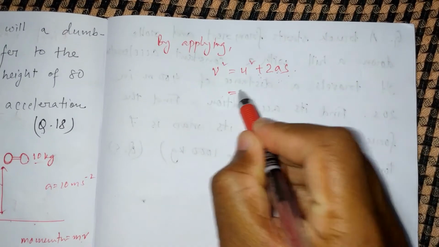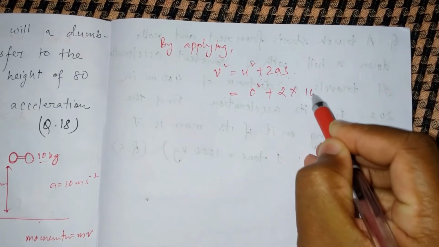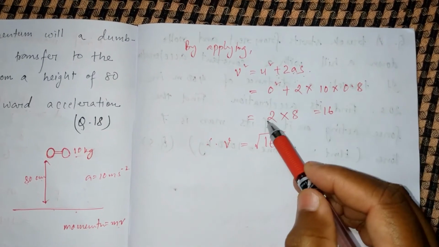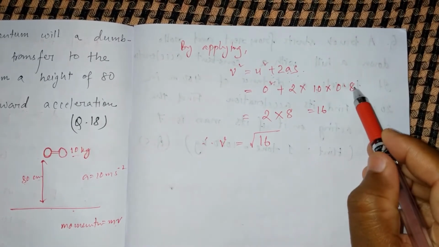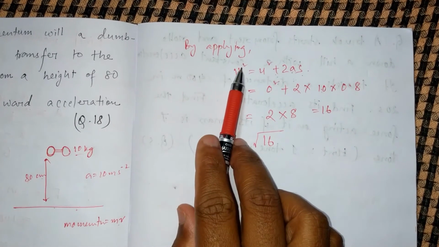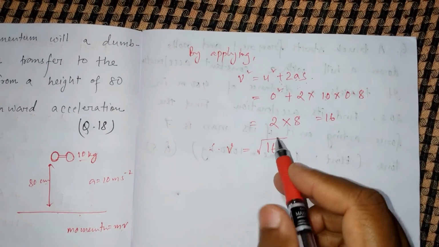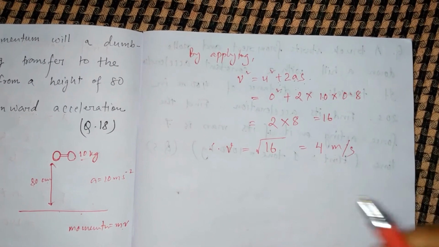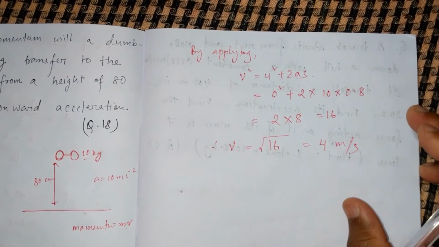So what is the value of u? The value of u is 0, so v square equals 0 square plus 2 into a is 10 and s is 0.8. So if you calculate, 0 square is 0, we will not write it, so plus 2 into, if you multiply 10 with 0.8, it will become 8, so 2 into 8 is 16. Then if you remove this square, it will be root over on the right side, so root over 16, and root over 16 is 4 meter per second, okay? So this is the final velocity, and now we know the final velocity, we can easily find out the momentum.